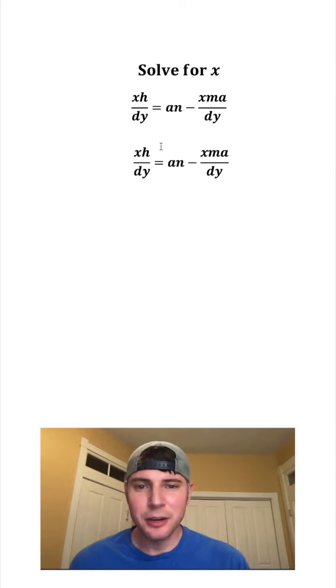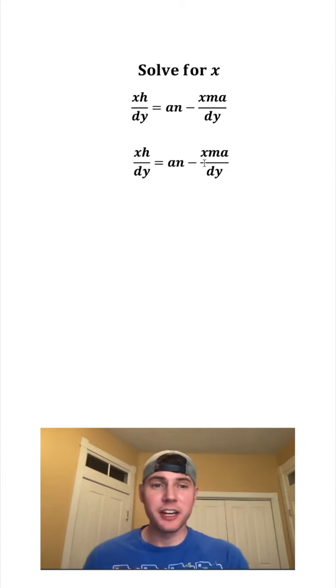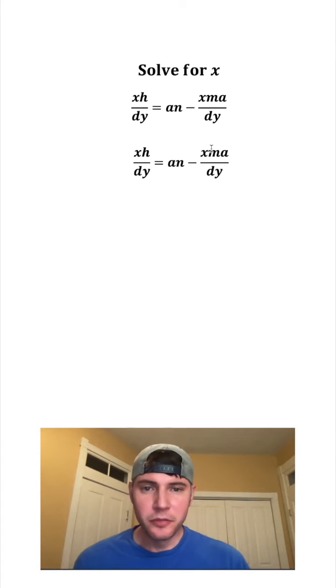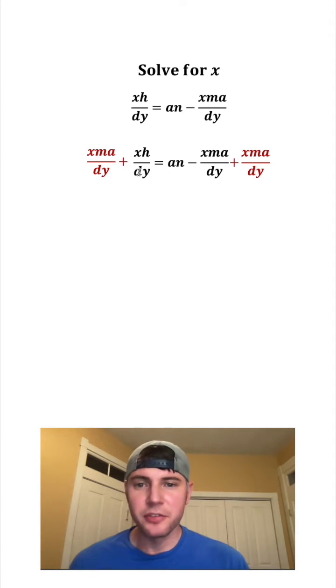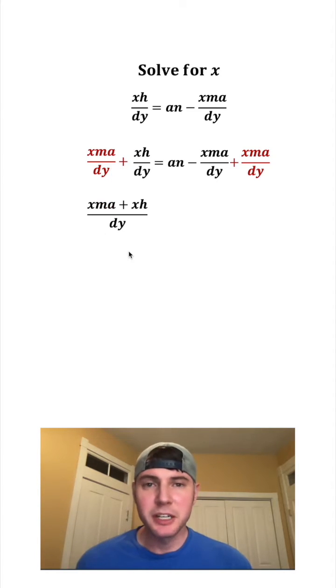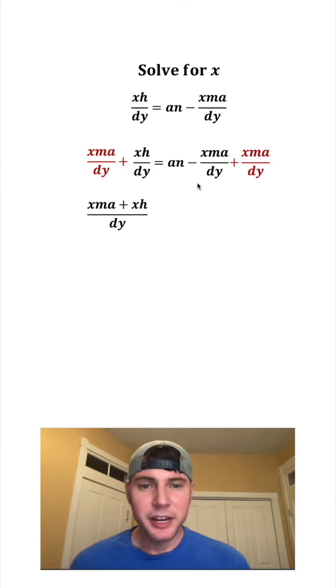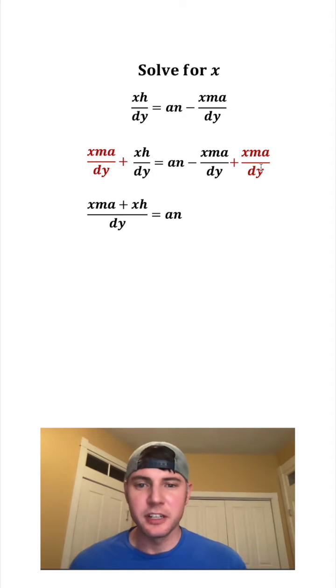Right now we have an x on both sides of the equation. I want to move all the x's to the same side. In order to move this piece to the left-hand side, I'm going to add xma over dy to both sides of the equation. On the left-hand side, both these fractions have the same common denominator, so we can combine them into a single fraction. And then on the right-hand side, these two cancel each other out, leaving us with just an.